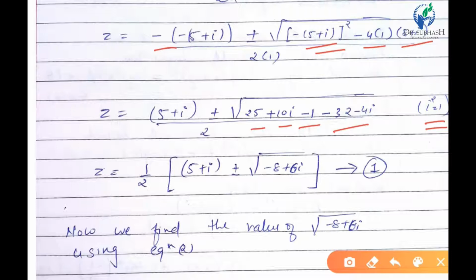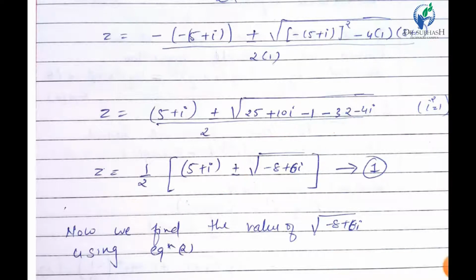Again, on simplifying this algebraic expression, we get here 1 by 2 (5 plus i) plus or minus under root of minus 8 plus 6i. We name it here equation 1. As done in example 1, first we will find the value of this portion.